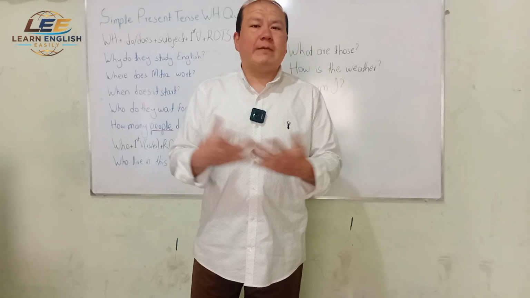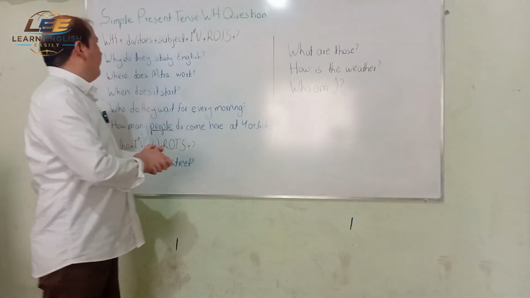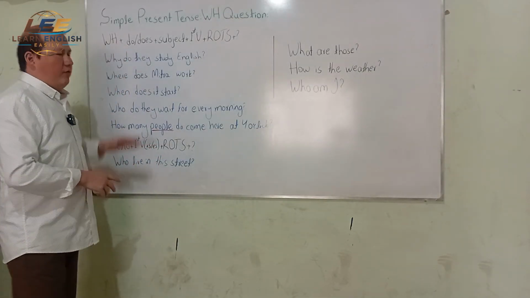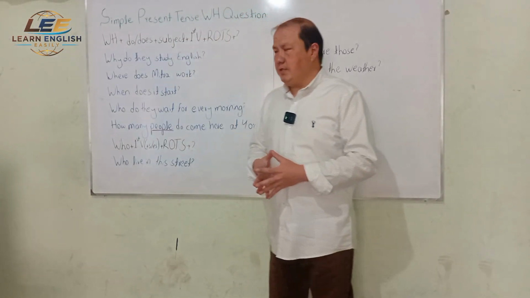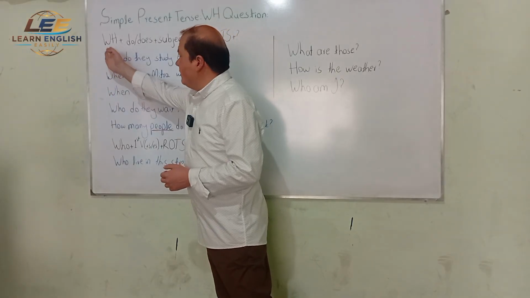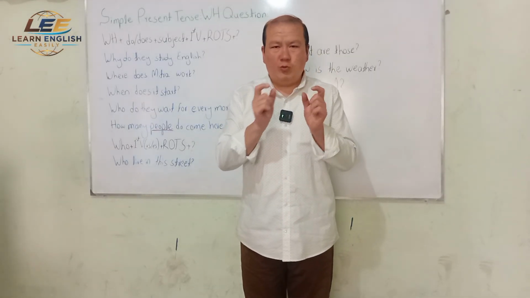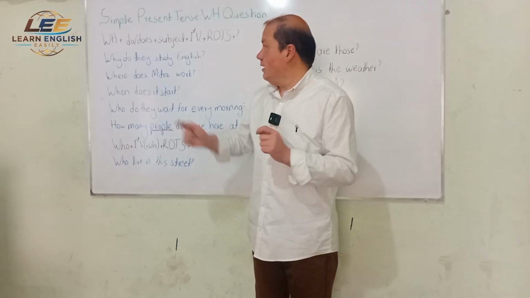If you want to make WH questions in simple present tense, how to make it? So let's get started. We have a very general formula for that. Means if you want to make a question with WH in simple present tense, we have a formula for that. What is the formula? First, we have the WH. WH means we have these two letters in the questions, W and H.